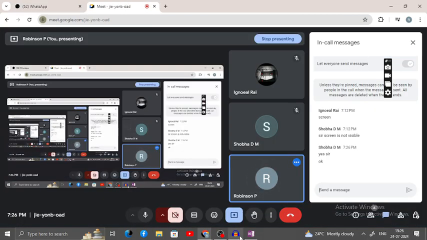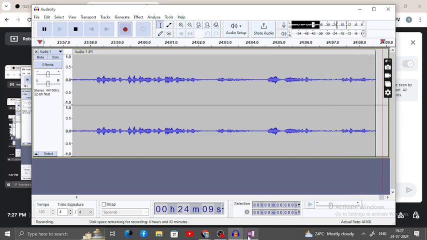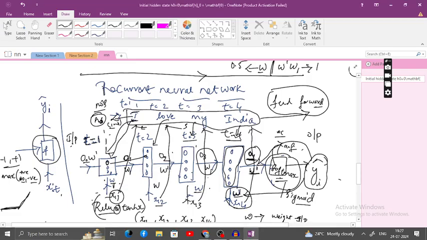So look at this. What is happening here? Recurrent neural network. I will briefly tell for Ignoel and Shobha. "I love my India" is the sentence. You know the concepts of NLP. In NLP, what will we do? We will convert all the words into numbers. How are you going to convert these words into numbers? What are the techniques?